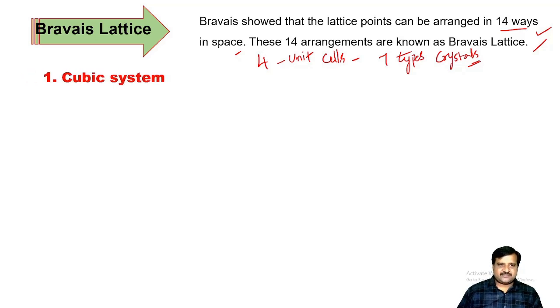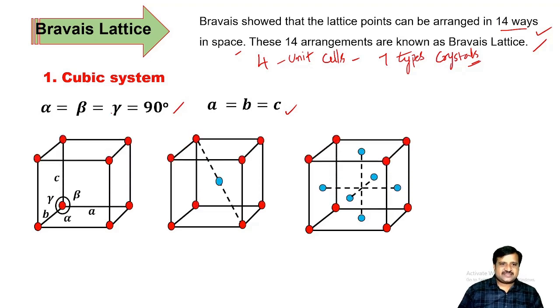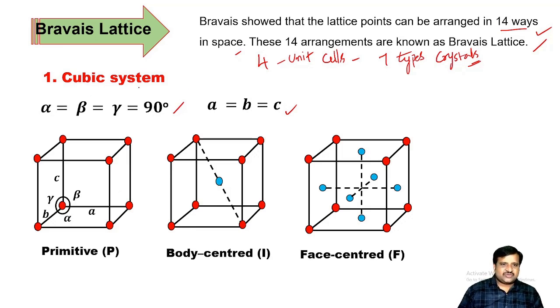So the first one is cubic system. For the cubic system, A equals B equals C, and angles alpha, beta, gamma equal 90 degrees. These cubic system unit cells are arranged as primitive, body centered and face centered. For these parameters, the cubic systems are arranged in the 3 types of unit cells: the primitive unit cell, body centered unit cell and face centered unit cell. For this cubic system, there are 3 types of Bravais lattice.